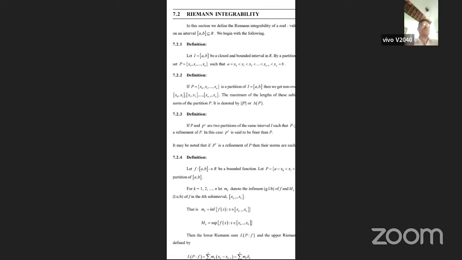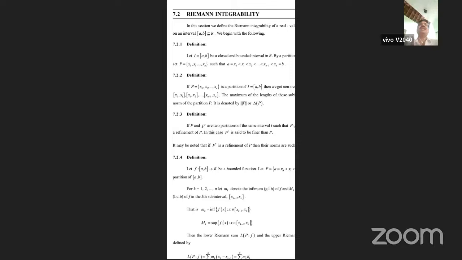Now, in between a and b, the subinterval points are x0, x1. That is the first subinterval. x1 and x2, x3, that is the second subinterval. And x4, x5, that is the third subinterval. All those subintervals are denoted by I0, I1, I2, I3. These are all subintervals.